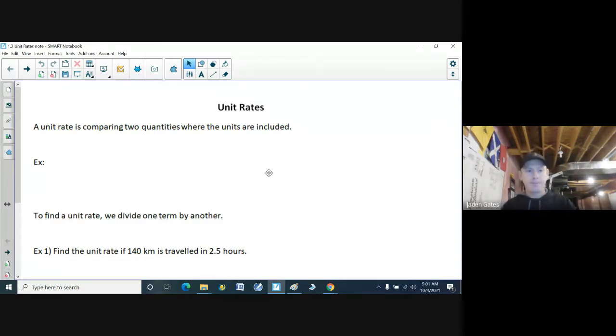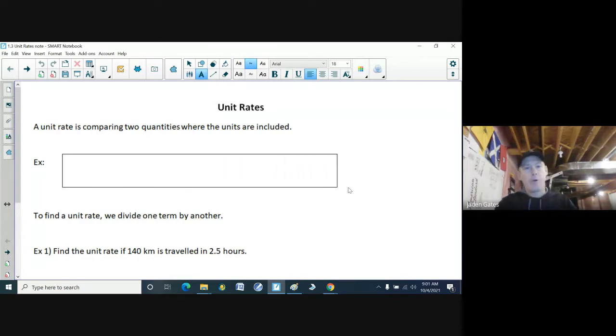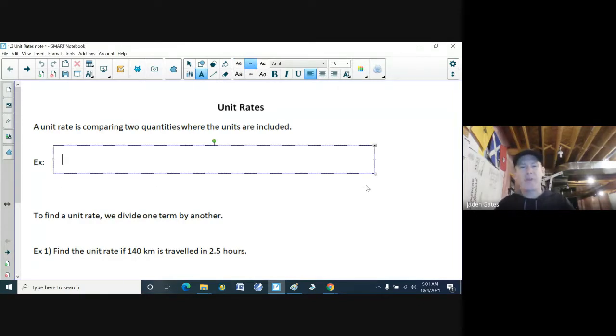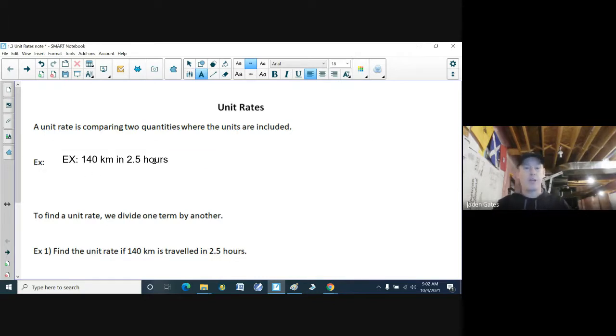A unit rate is comparing two quantities where the units are included. We're talking about how two quantities, and quantity just means something you can count. So for example, you travel 140 kilometers in 2.5 hours. There you're comparing two quantities. Again, you can count time and you can count distance, and you're seeing how they compare to each other.